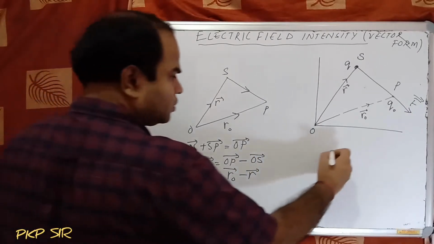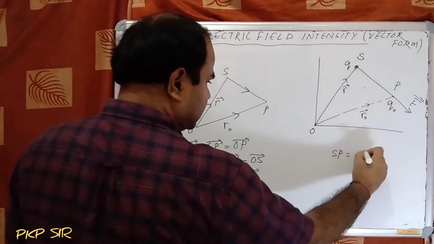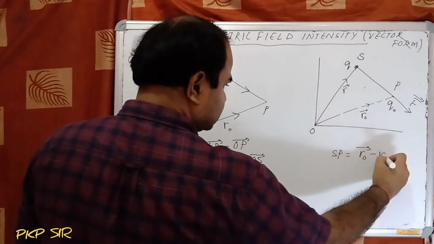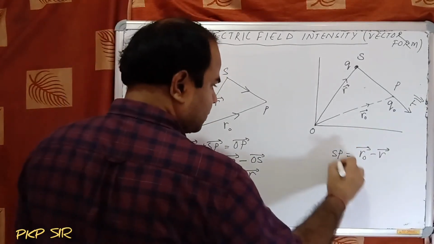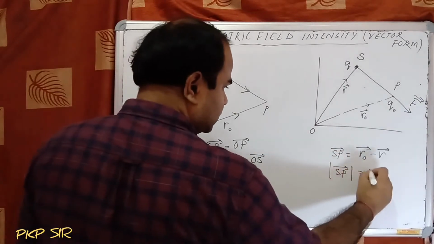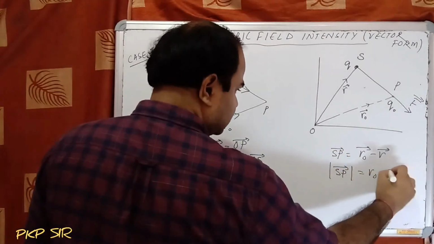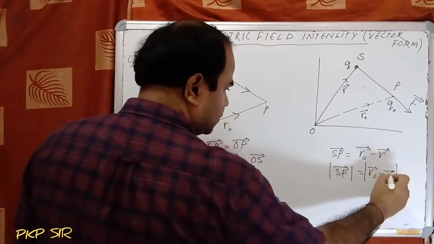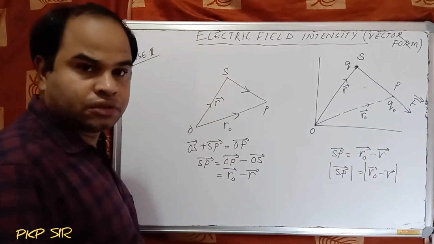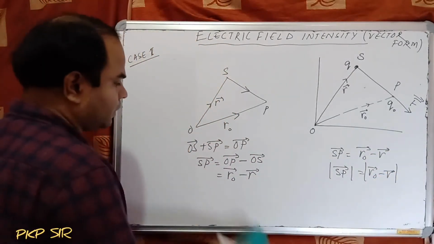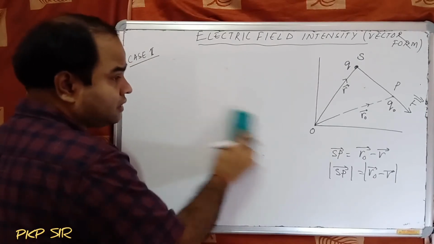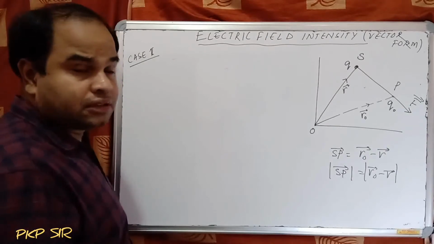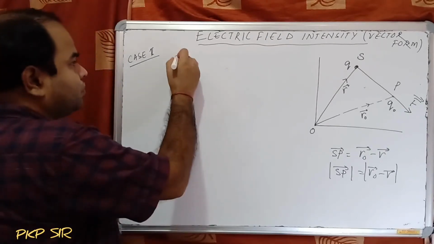ठीक है? तो SP is equal to R naught minus R vector, and magnitude of SP कितने हो? So that is |R naught minus R vector|. ठीक है? Okay. Next we will write the force experienced by the test charge placed at point P. So magnitude of force कितना है?